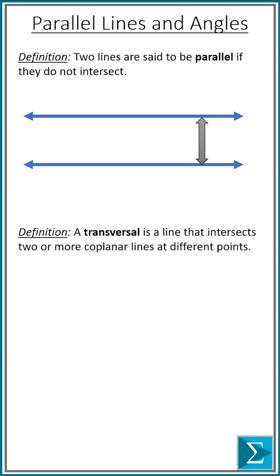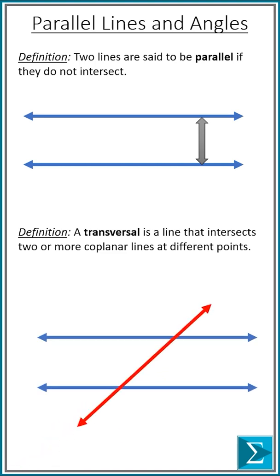Next definition is a transversal. A transversal is a line that intersects two or more coplanar lines at different points. In this case, the transversal is indicated by a red line.